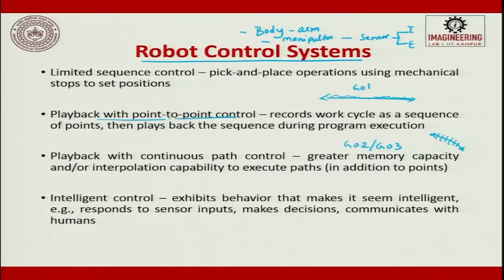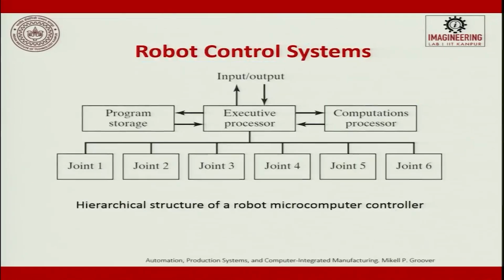So, that is playback with continuous path, and the last one is intelligent control, which exhibits behavior that makes it seem intelligent, responding to sensor inputs, making decisions, communicating with humans, and then trying to control. Today all driverless vehicles are thought of in terms of intelligent control systems. So, these are the 4 different types of control system: limited sequence, playback with point to point, playback with continuous path, and intelligent control systems.